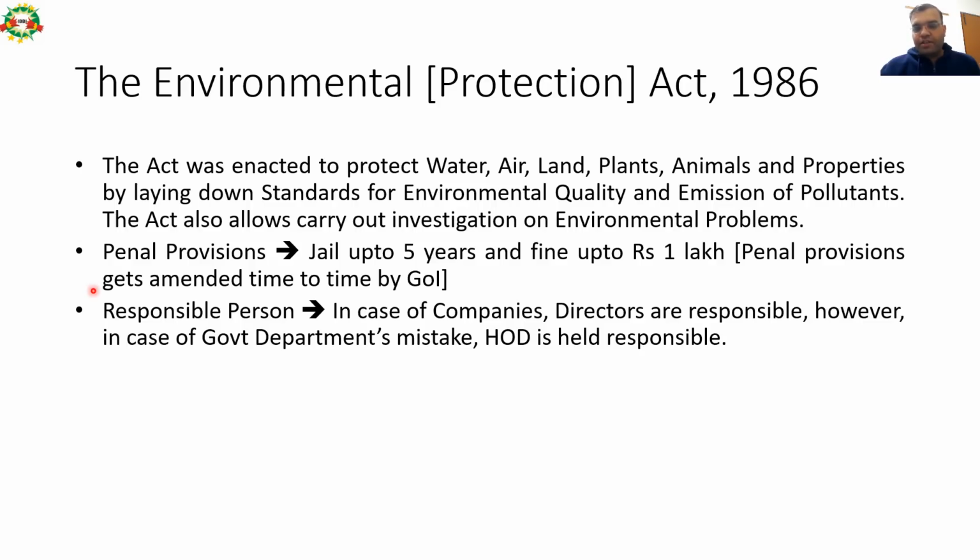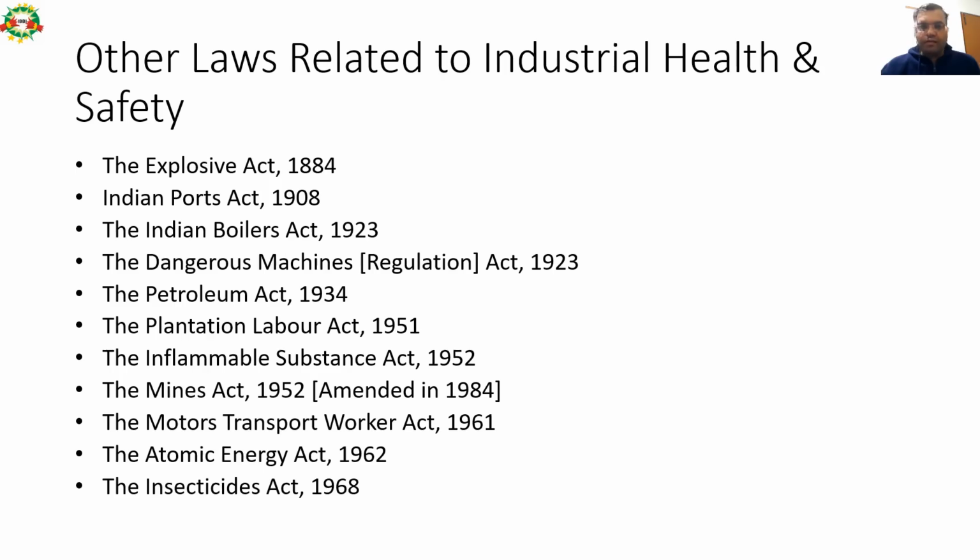So the responsible person, this is an important question, a 1 mark theory question. In case of defaulting companies, directors are held responsible. However, in case of a government department's mistake, the concerned HOD is held responsible. So these are the other laws related to industrial health and safety. Normally only the name of the act may be asked, or the year of incorporation. Normally deep questions don't come out of these acts, and it is very difficult to understand each and every act. So for the sake of remembering, please remember these names and years for examination purposes.